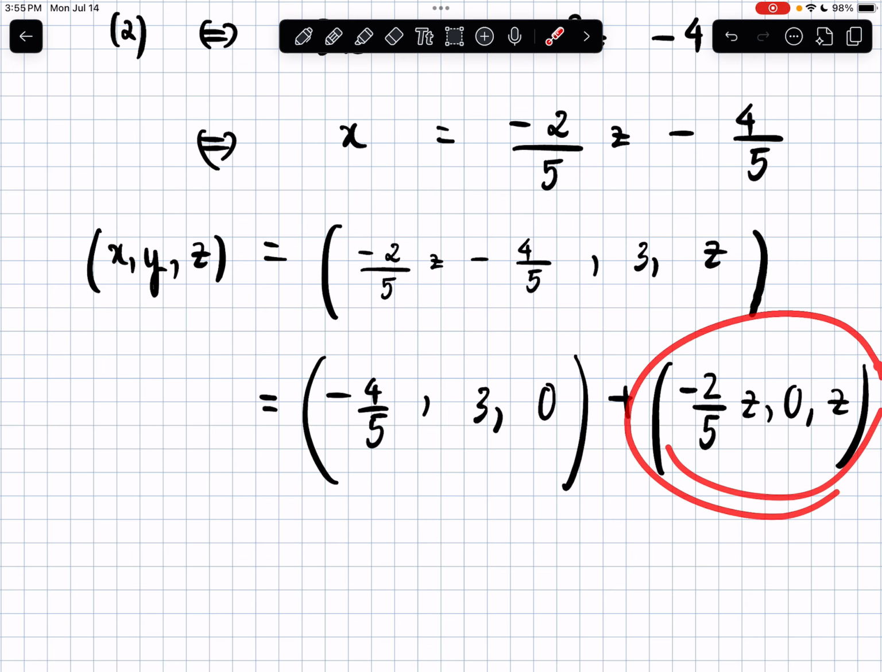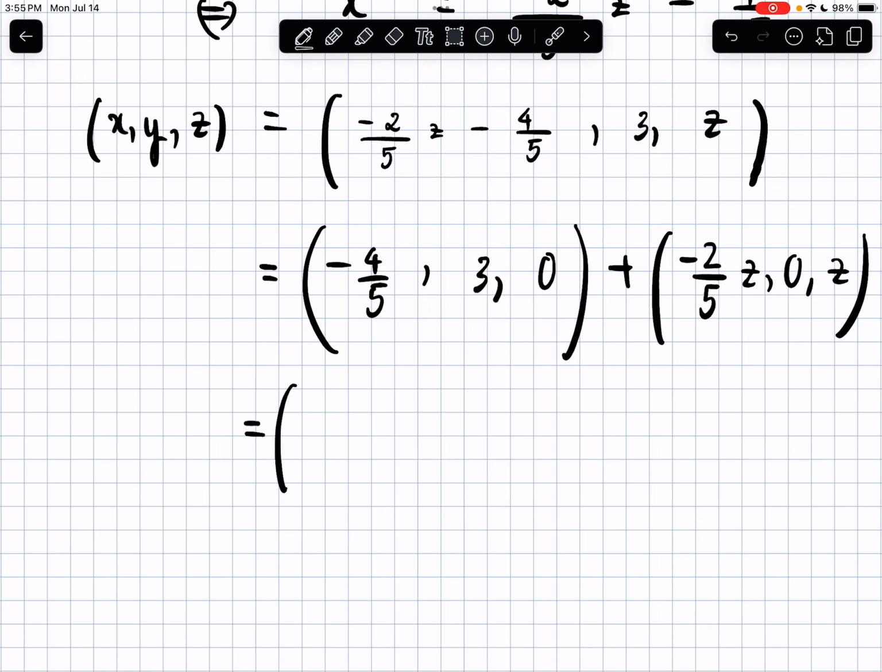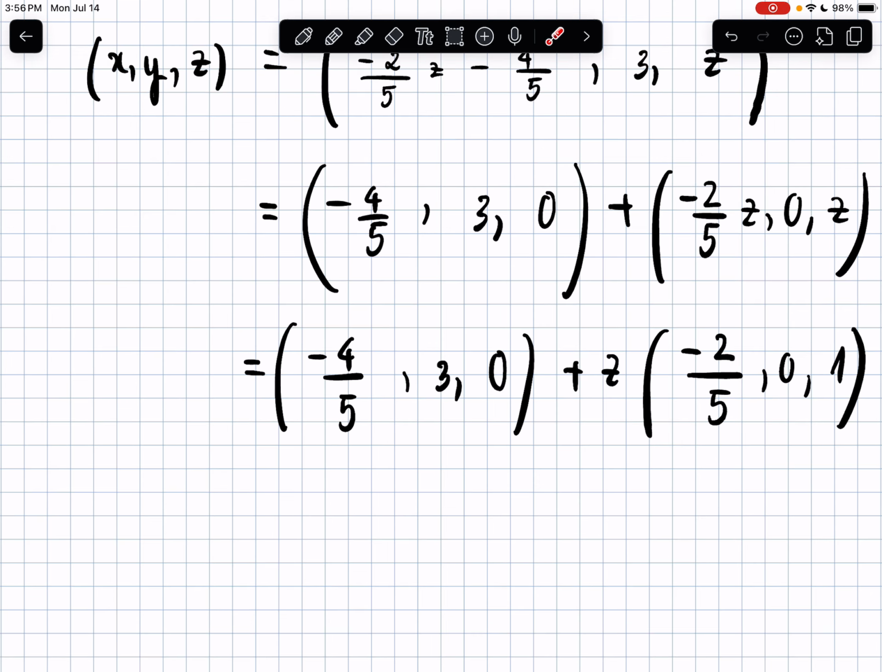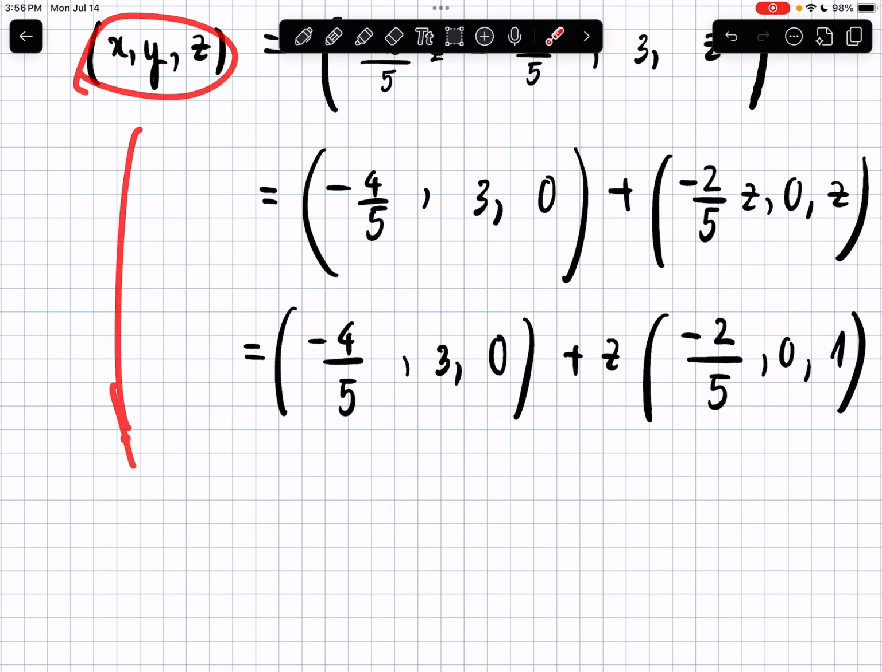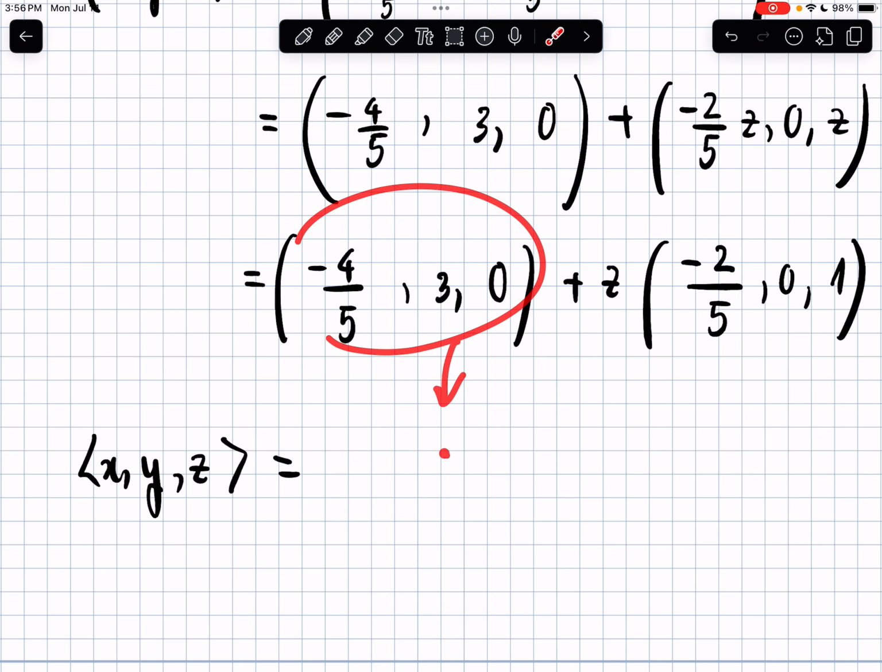The rest is the one that depends on the parameter. This one is minus 4 by 5, 3, 0, plus z times minus 2 by 5, 0, 1. So this point corresponds to the position vector x, y, z equal to, this corresponds to the initial point. So it corresponds to the initial vector OP.